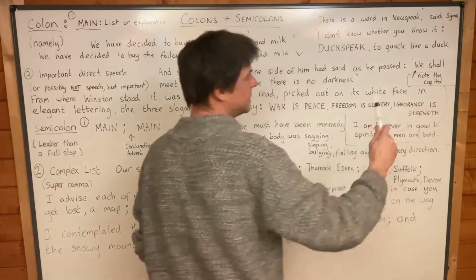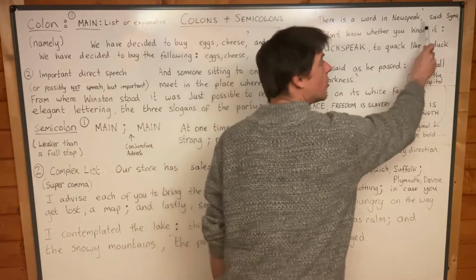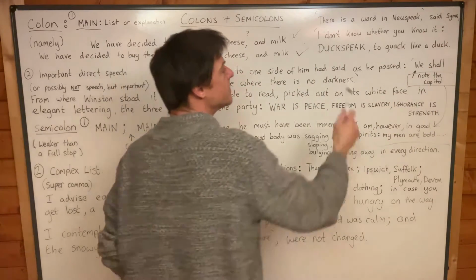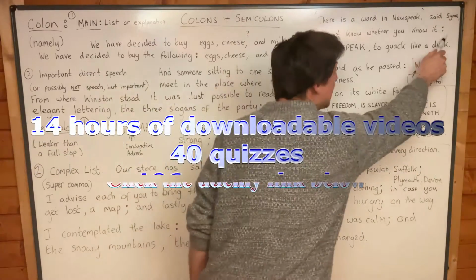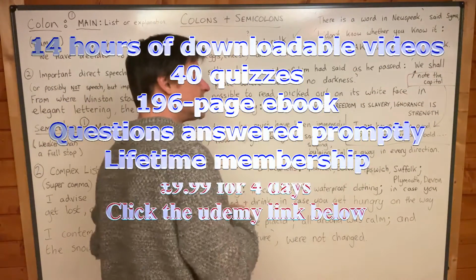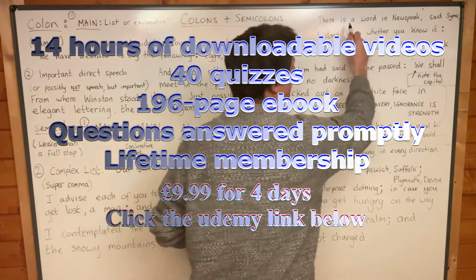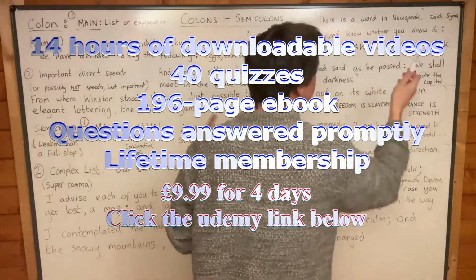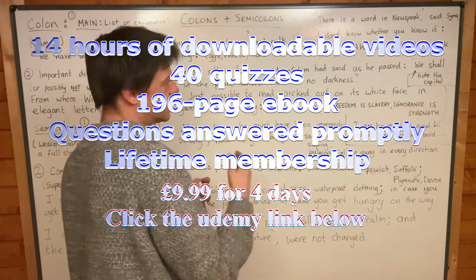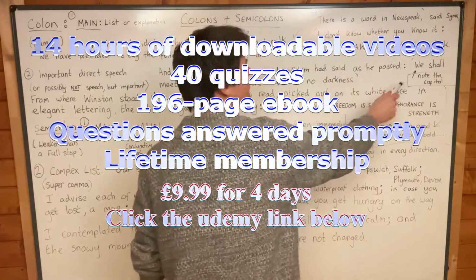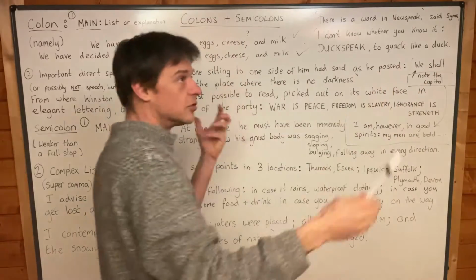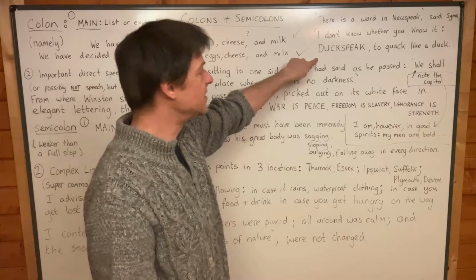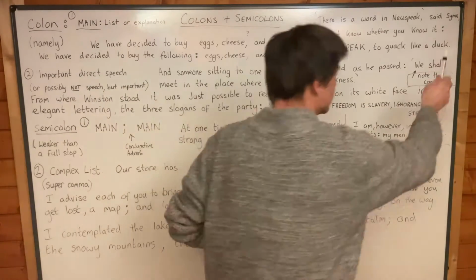There is a word in Newspeak, said Syme. Do pay attention to the commas for the direct speech, inside the speech marks and then outside the speech marks. I don't know whether you know it, namely duck speak, to quack like a duck. So duck speak is the word in Newspeak that Syme is talking about. Now, this here is an explanation of what the word is, which he's not sure whether Winston knows. So here you can see it's not always a list. It could be an explanation as well that comes after the colon.